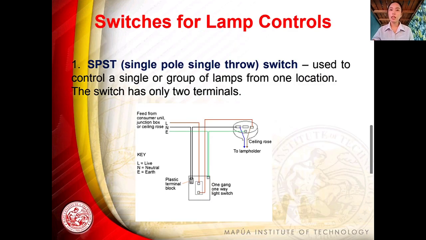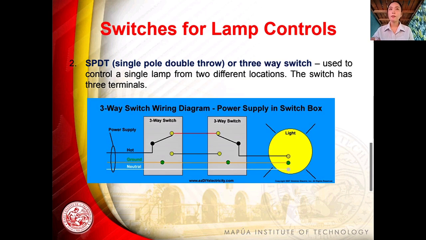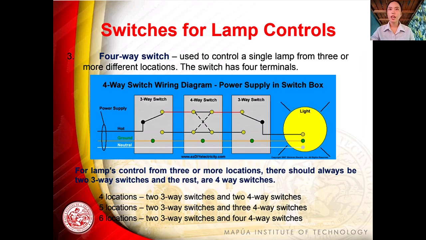So SPST is used to control a single or a group of lamps from one location. The switch has only two terminals. And SPDT or three-way switch used to control a single lamp from two different locations. The switch has three terminals. And ang four-way switch used to control a single lamp from three or more different locations. The switch has four terminals.